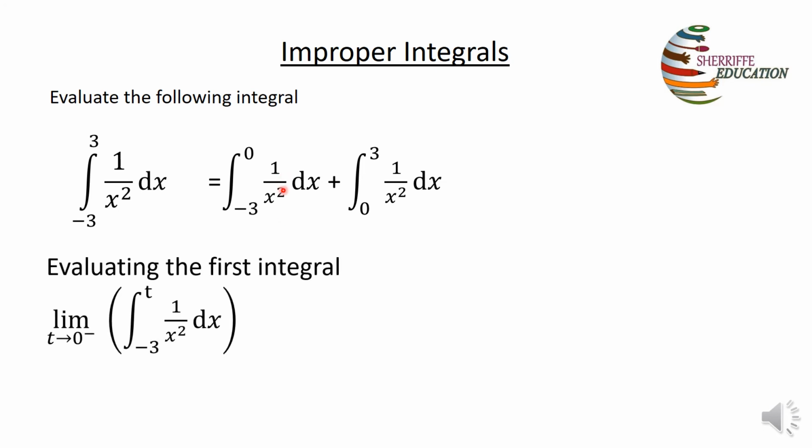Evaluating the first integral, we have the limit as t tends to 0 from the left-hand side. We're applying a similar approach as in the first question. We replace our 0, the point that's giving us a problem, with the variable t, and we take the limit as t tends to 0 from the left. Integrating here, we have the limit as t tends to 0 from the left of negative 1 over x. And of course, the lower bound should actually be negative 3, so let me make that correction. So we're going from negative 3 to t.